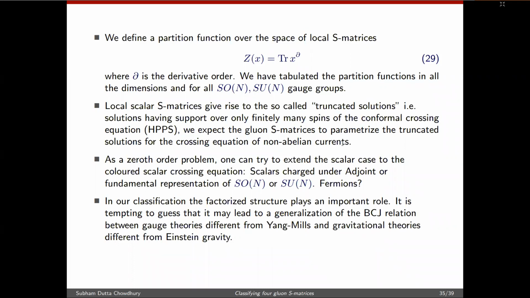And in our classification, this factorized structure plays an important role. So it's tempting, although I'm not sure, that it might lead to some generalization of the BCJ relation between gauge theories which are different from Yang-Mills and gravitational theories which are different from Einstein gravity. We don't know how to approach this problem, but I would love to hear suggestions since many of you have worked on these things. But essentially we have classified it: you give me any photon or gluon S-matrix, I'll be able to write it down in terms of my basis structure. That is my claim here. So I'm essentially done. Can I take questions?